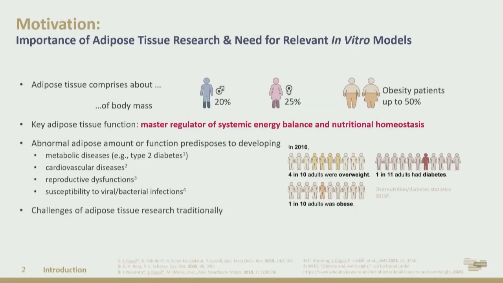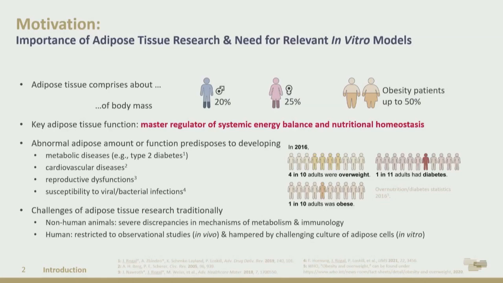However, traditionally, adipose tissue research has faced a couple of challenges. Concerning non-human studies, a translation of findings to human physiology is very often not possible due to severe discrepancies in the mechanisms between the species, especially when it comes to immunology and metabolism. Concerning human-centered research, you're either restricted to observational studies if you conduct in vivo studies, or if you conduct in vitro studies, your research might be hampered by challenging culturability of the adipose cells. So we see that there's an urgent need for physiological adipose tissue model systems, and one technology that could address these challenges is the organ-on-chip technology.